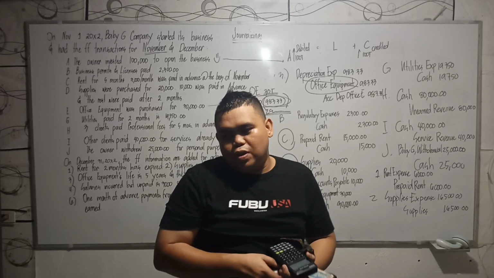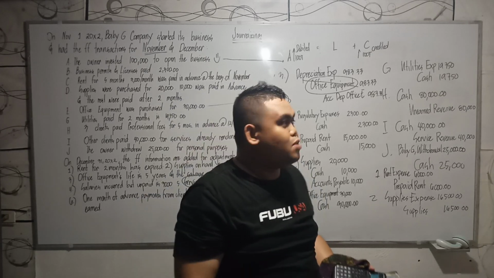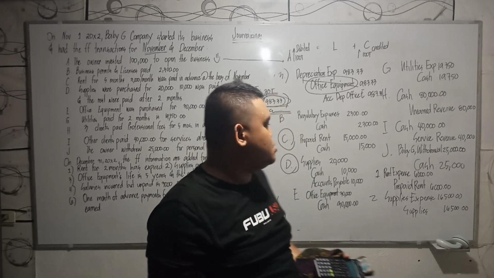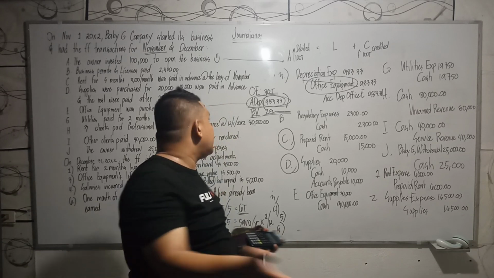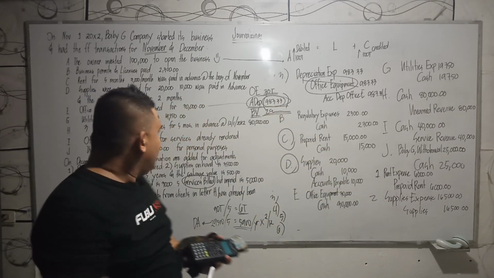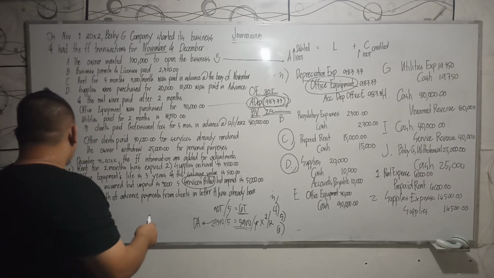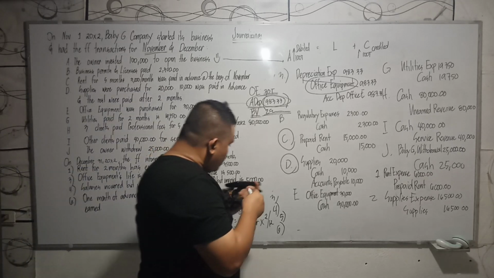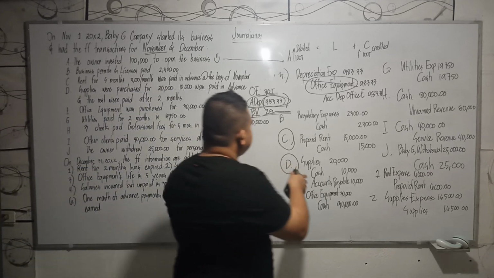Do you follow? So aside from assets, there are contra asset accounts. Sometimes there are contra liabilities. And that's what's special about this number 3. Okay? Let's go to number 4. So number 4, let me erase this.